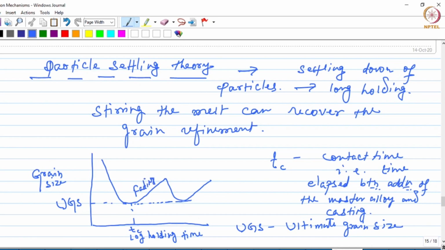And now, after a prolonged holding, when the particles would have settled, if you stir the melt, then you can see a recovery. That means the grain size will again decrease as the grain refinement recovers. Stirring of the melt will again get these particles suspended into the melt, and they will again act as the heterogeneous sites. So that is why when you stir it, you have some recovery in the grain refinement. Okay.